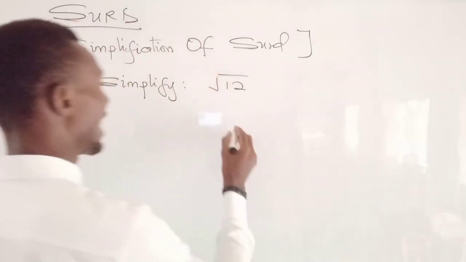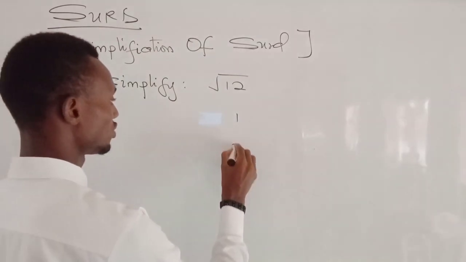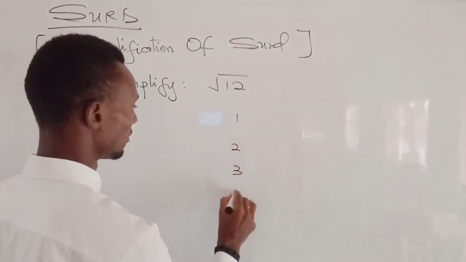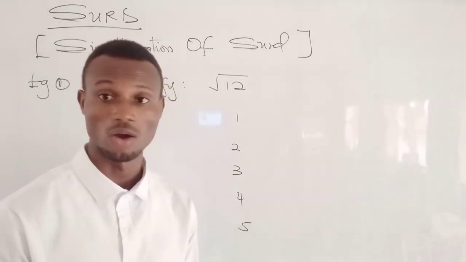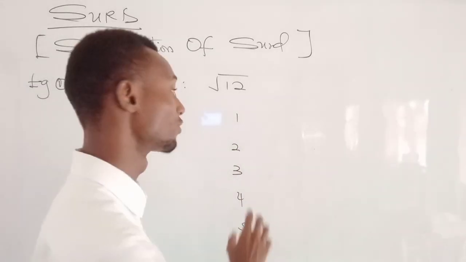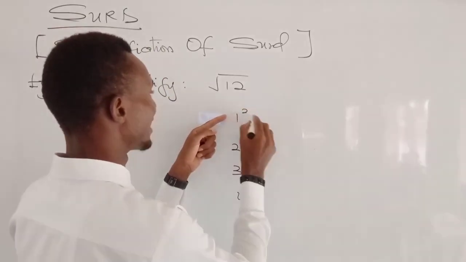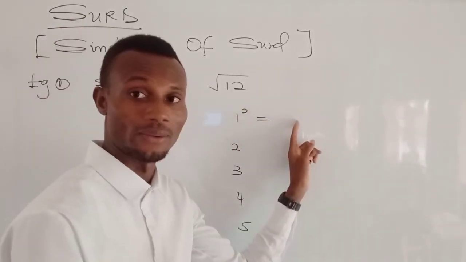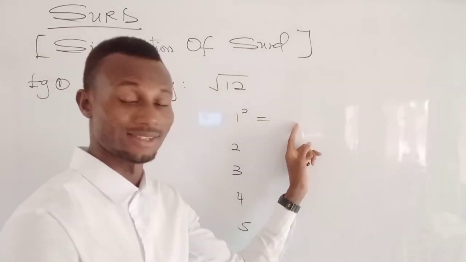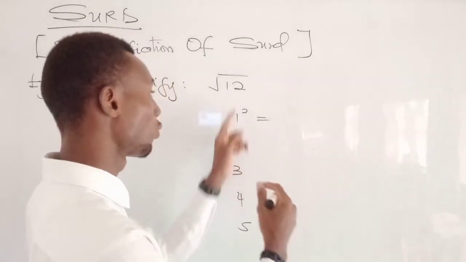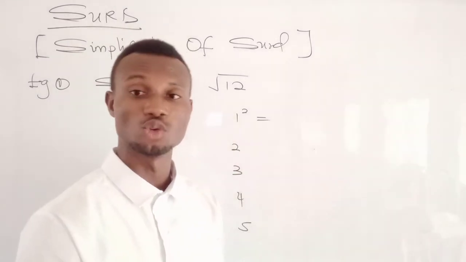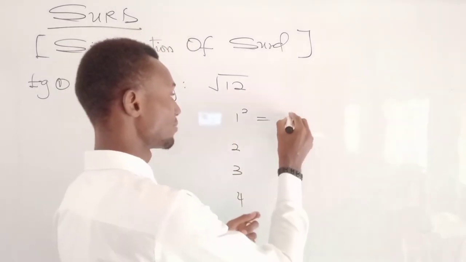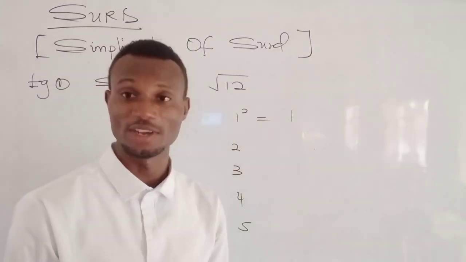So assuming I have 1, 2, 3, 4, and 5. You can continue, but let me end at 5. Now when I square the 1, the result that I'll get is what is referred to as a perfect square. 1 squared means 1 is multiplying itself 2 times. So 1 times 1 gives me 1. So this 1 is a perfect square.